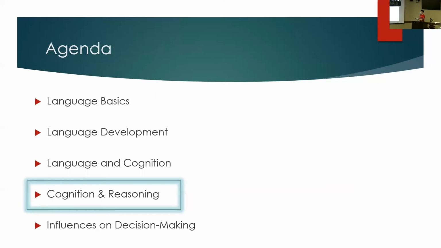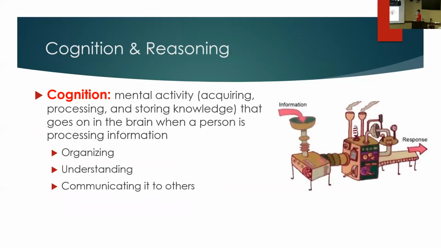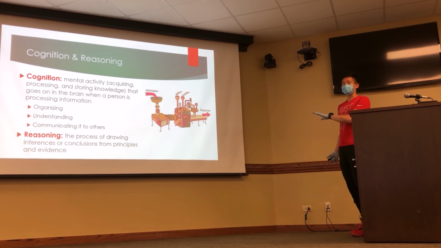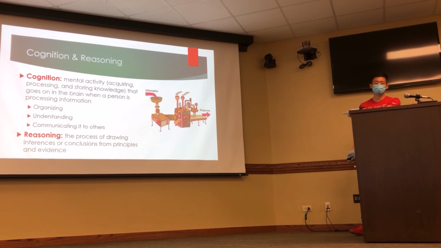Okay, so I'm going to briefly talk about cognition and reasoning. Cognition is the mental activity, such as acquiring, processing, and storing knowledge, that goes on in the brain when a person is processing information. Okay, so including organizing, understanding, and communicating to other people. So that's cognition. Reasoning is the process of drawing inferences or conclusions from principles and evidence. Those are just basic definitions for you to understand what is cognition and what is reasoning, and we're going to talk about that more in the next class.